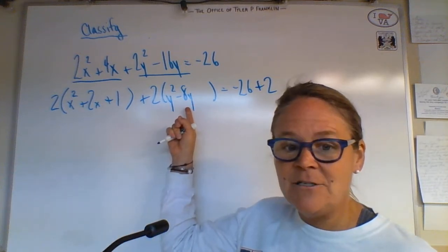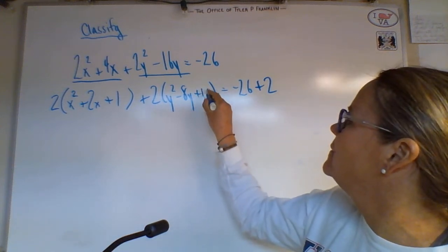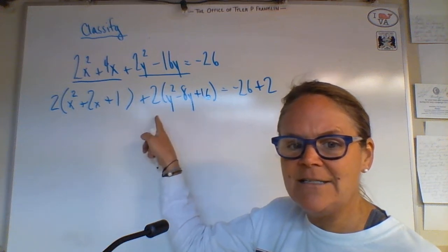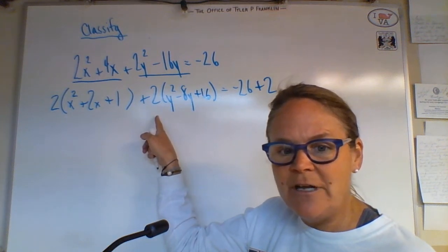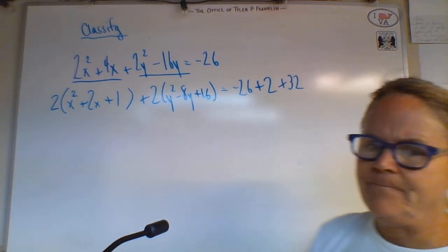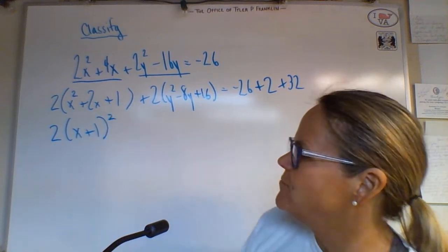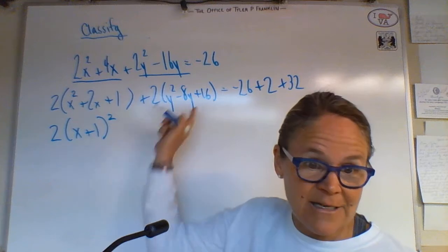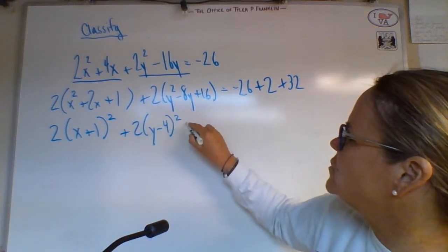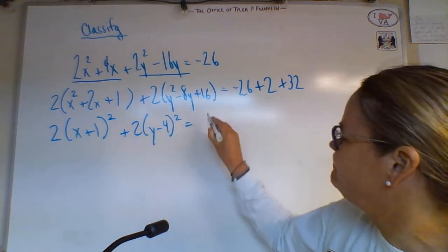Half of 8 is 4. 4 squared is 16. But I didn't really add 16. I added 16 times 2, which is 32. So I got to add that over there. Now, write this as binomials squared. So that is x plus 1 squared. That is y minus 4 squared. That added up is 8.